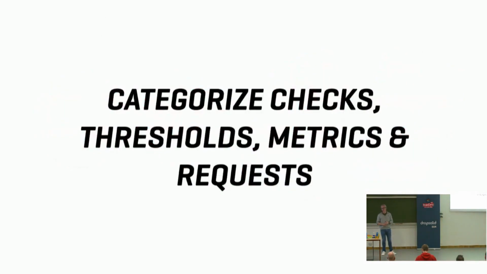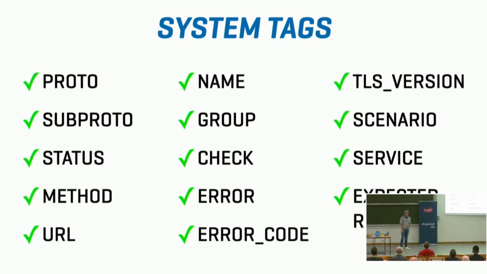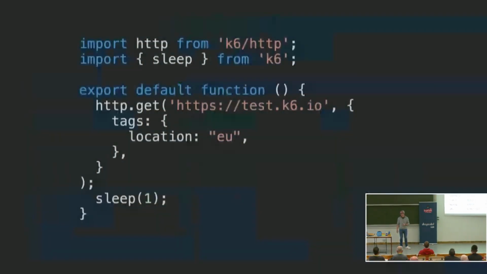So what is it? It's a way to categorize all those properties and data structures we have, such as a check, a threshold, a metric, or even a simple HTTP request. There are some system tags built in that are associated with all these properties and that you can extract. The statuses, the protocols, checks, error codes, you know how that works. And you can use it within your JavaScript code.